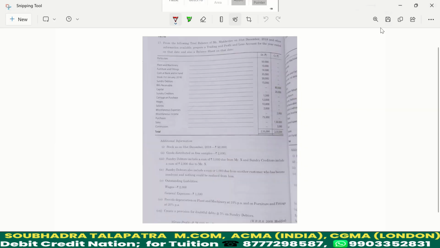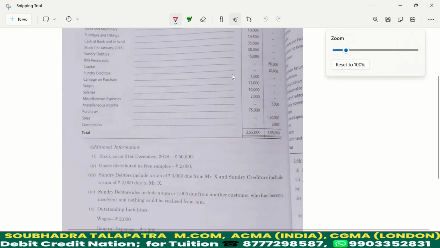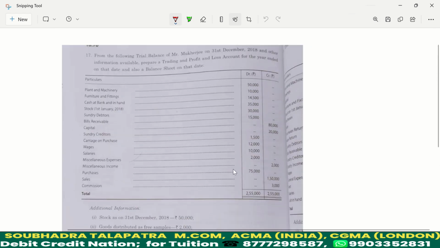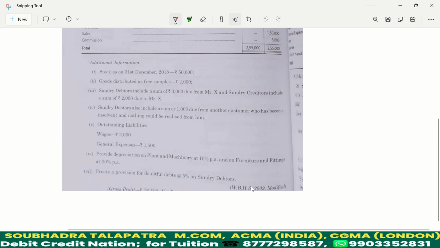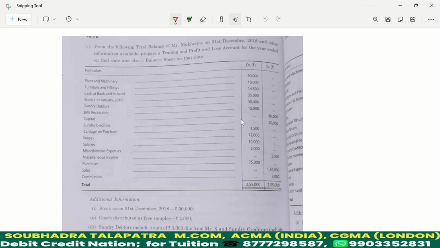So this is the question. Let me zoom it. This is a question of West Bengal HS 2009. So I'm going to solve this question. For solving this question, let me first tell you what tricks you can apply to make sure that your balance sheet tallies.